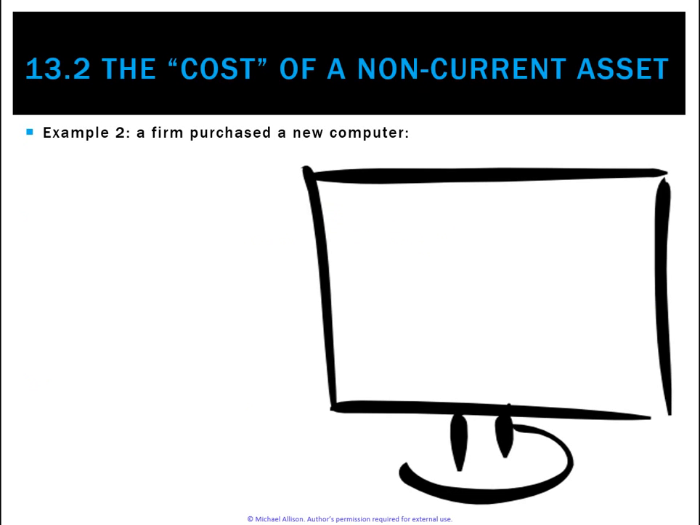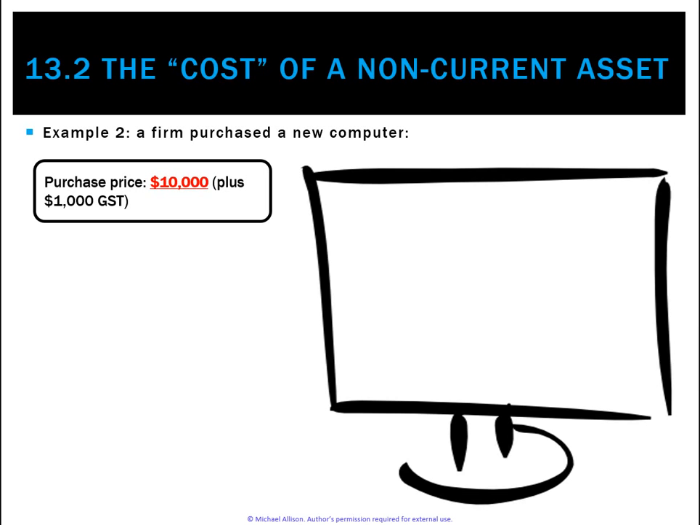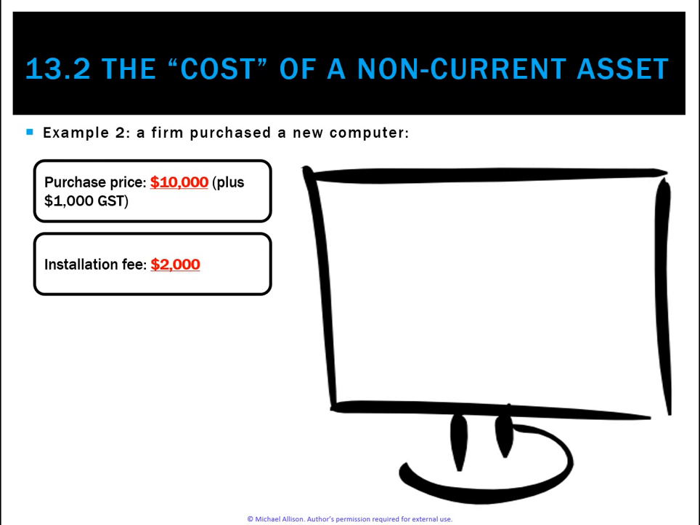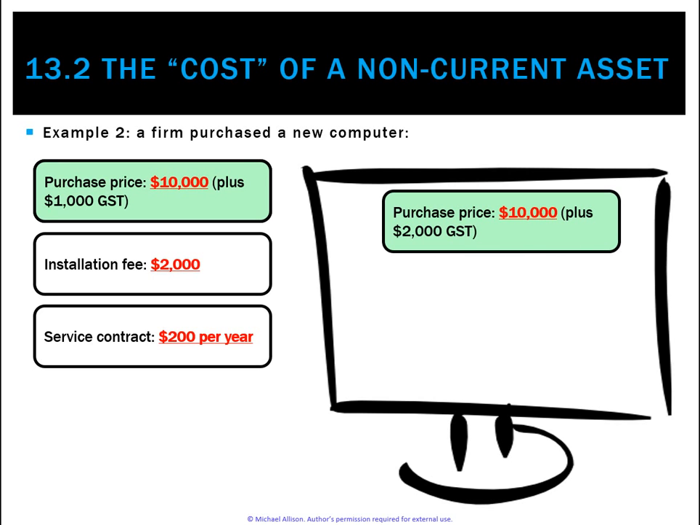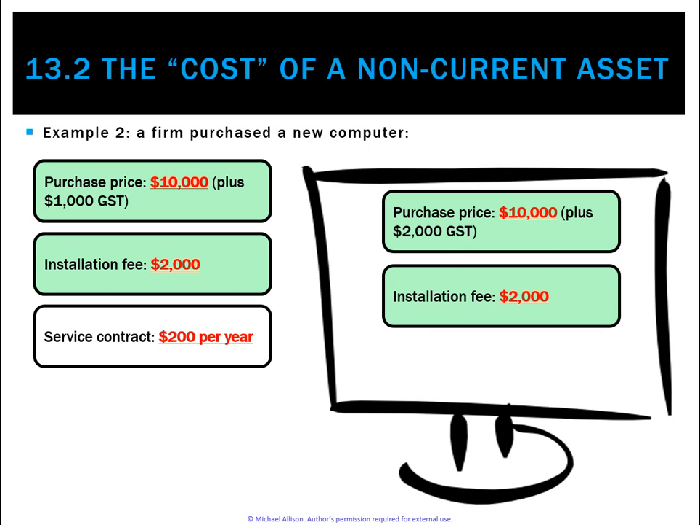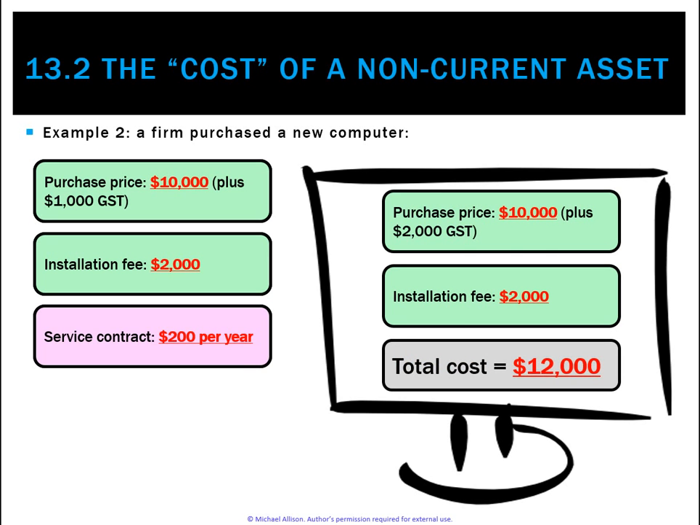Using another example, we've bought a computer system and we've been charged $10,000. We've had a fee to install it of $2,000, and if it breaks down, we've paid for a service contract for $200 per year, so the manufacturer will come out and fix it for us. What are the costs? Well, we've got the $10,000 purchase price, we've got the installation fee, but we will leave out the service contract, so we'll say the total cost is $12,000.